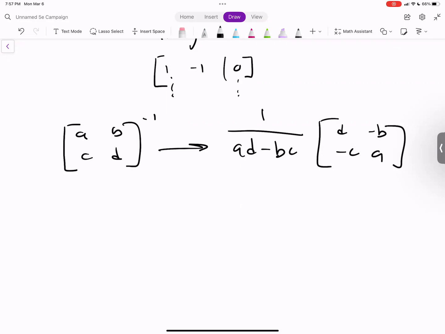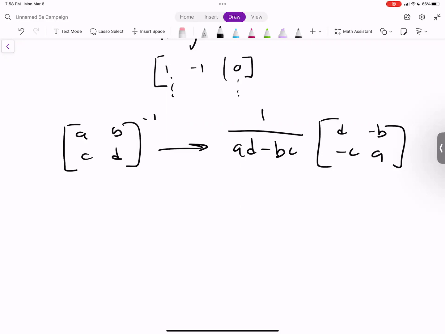Questions on this? So if they give you a matrix, you literally just follow exactly this. Okay. Make sense? And what happens if this is 0? It's not invertible. We'll learn more about that in the coming weeks.